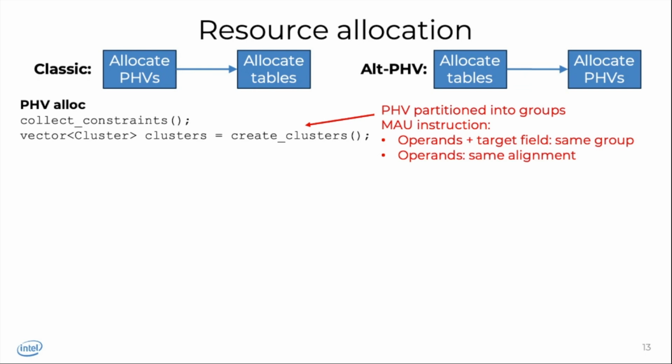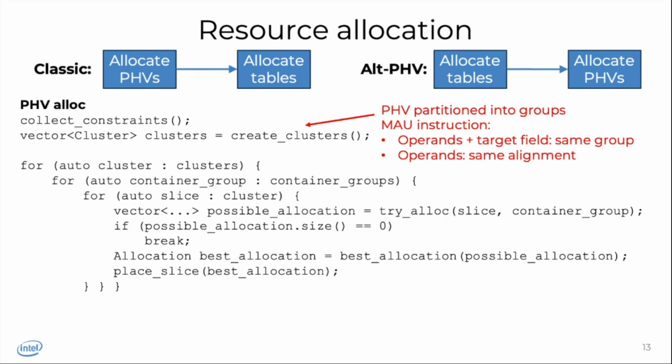But we have a constraint that typically for an MAU instruction, both the operands and the target field must all belong to the same group. And so we've got to be a little bit careful when we allocate fields to containers to make sure that effectively all the fields that interact with one another through instructions belong to the same group within the PHP. And then operands also typically need to have the same alignment.